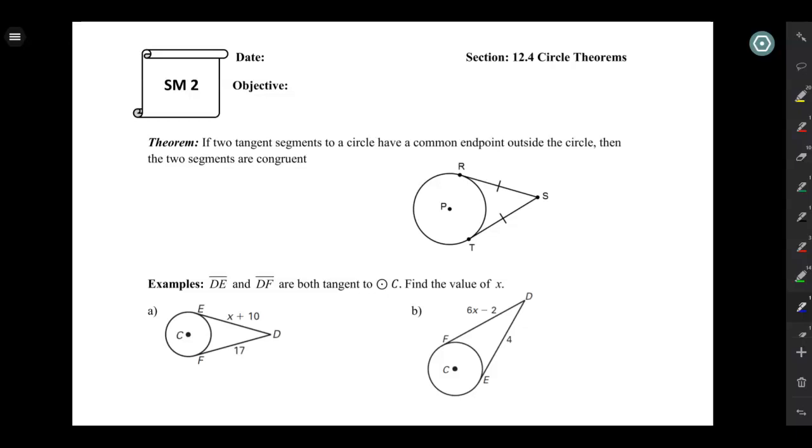In this video, we'll be talking about two important theorems that have to do with circles. The first theorem has to do with tangents to circles, and the second has to do with chords. So the first theorem, like I said, has to do with lines that are tangent to a circle.